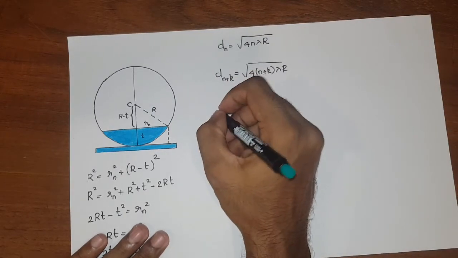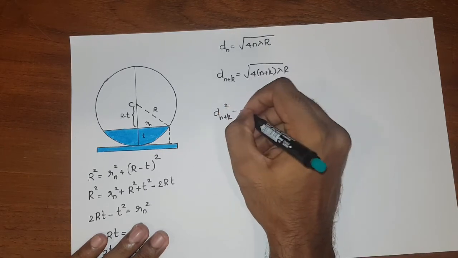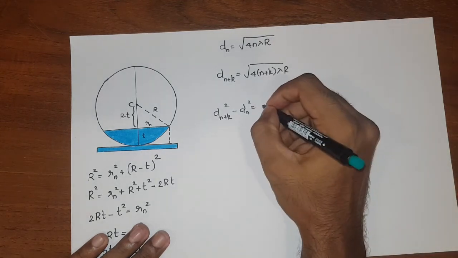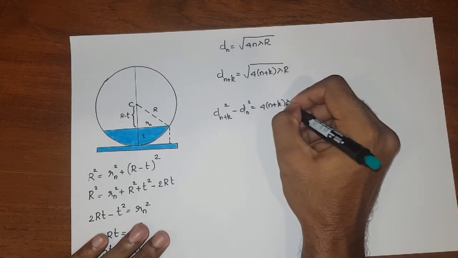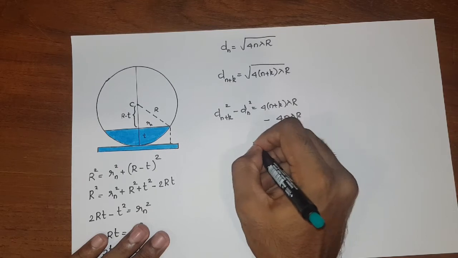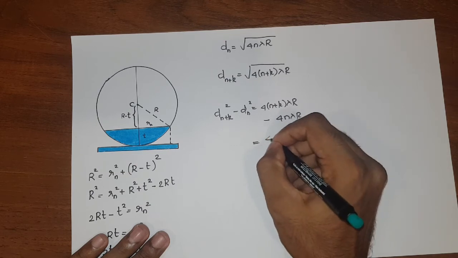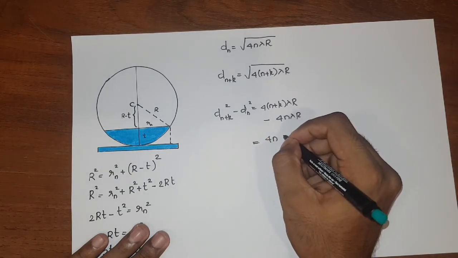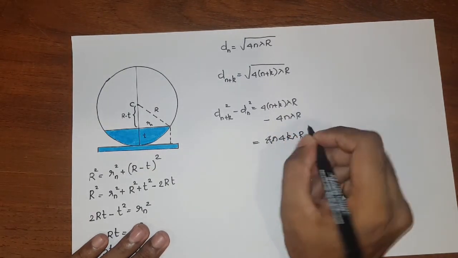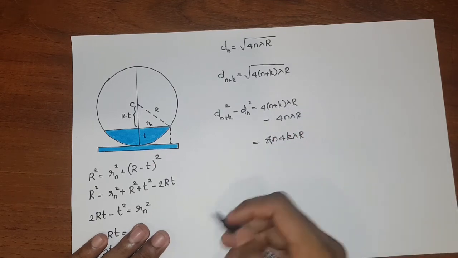So omitting the square root, I am squaring these terms and subtracting. What will we get? We will get 4(n+k)λR minus 4nλR. And what will this be? 4nλR and 4nλR will cancel out, and the remaining will be 4kλR.